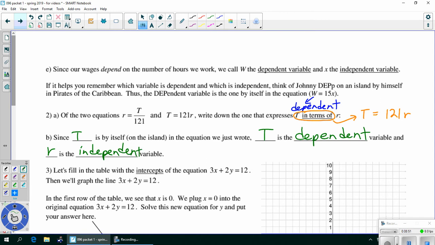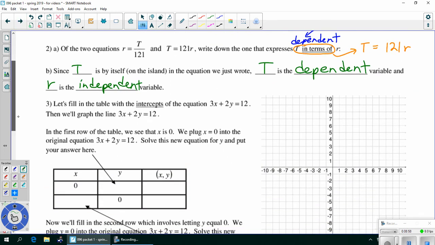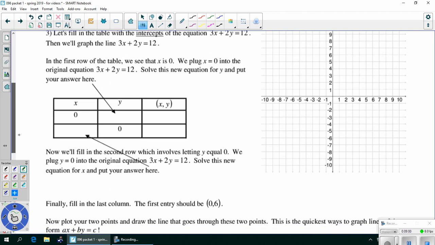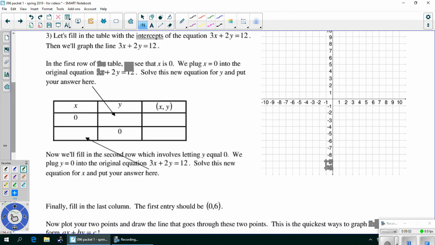So lots of vocabulary. It will become second nature if you use the vocabulary in practice. Okay, last thing for this demo, let's fill in the table with the intercepts of the equation 3x plus 2y equals 12, and then we'll graph the line 3x plus 2y equals 12.